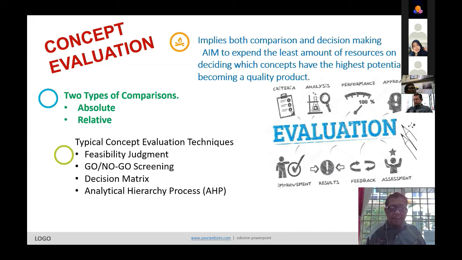Secondly, after you have what you want to compare, the next thing is how to evaluate it. So there are many techniques. So this is the most common. This is feasibility judgment, go/no-go screening, decision matrix, and AHP are the most common techniques being used to evaluate concepts, design concepts. Yeah.